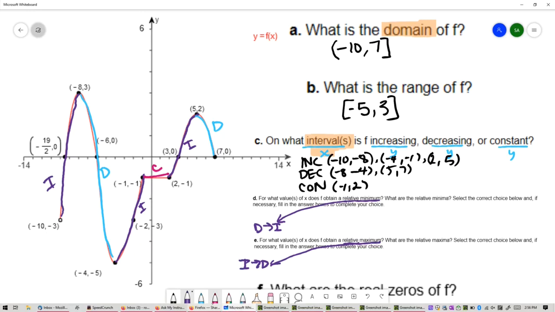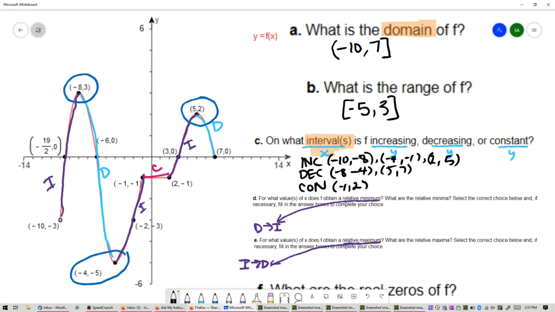Let me get a different color here. And on our graph right here, we have a point that creates a change from increasing to decreasing. We have a point here which changes from decreasing to increasing. And we have a point here which changes from increasing to decreasing. These are the locations of our relative minimum and relative maximum.